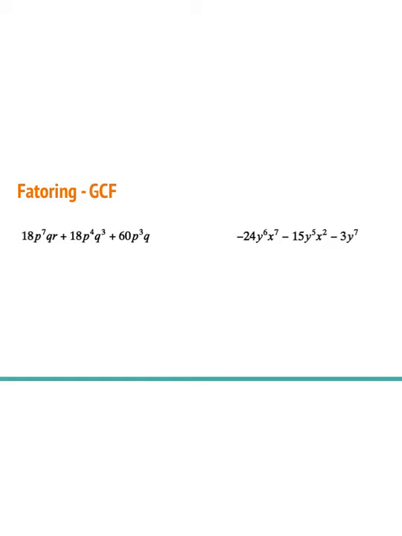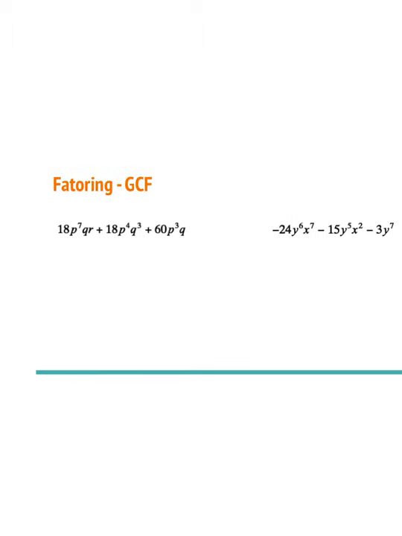All right, so here we'd be doing the same thing. We just have different numbers and letters. So I have 18, 18, and 60. I can divide each of those numbers by 6. We also have p in all of these terms, and we have at least 3 of them in each of the terms. So I'm going to factor out p to the 3rd. And then we also have q in each of these terms as well.